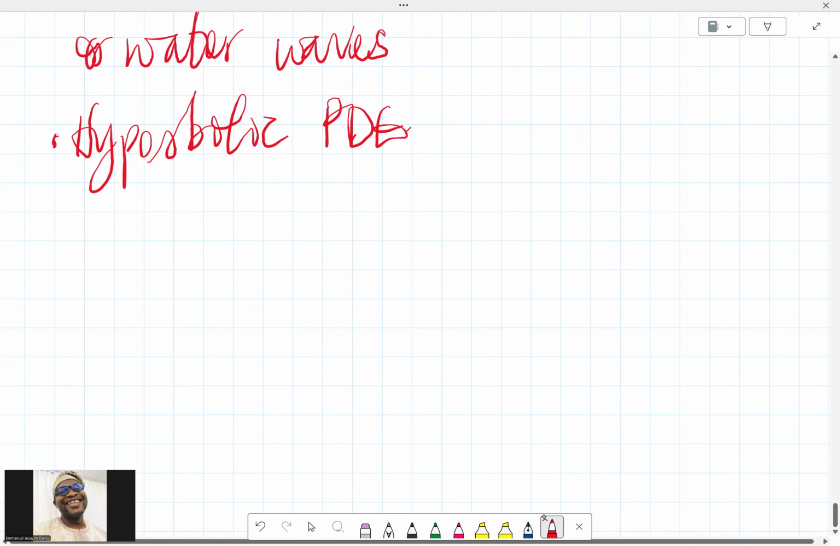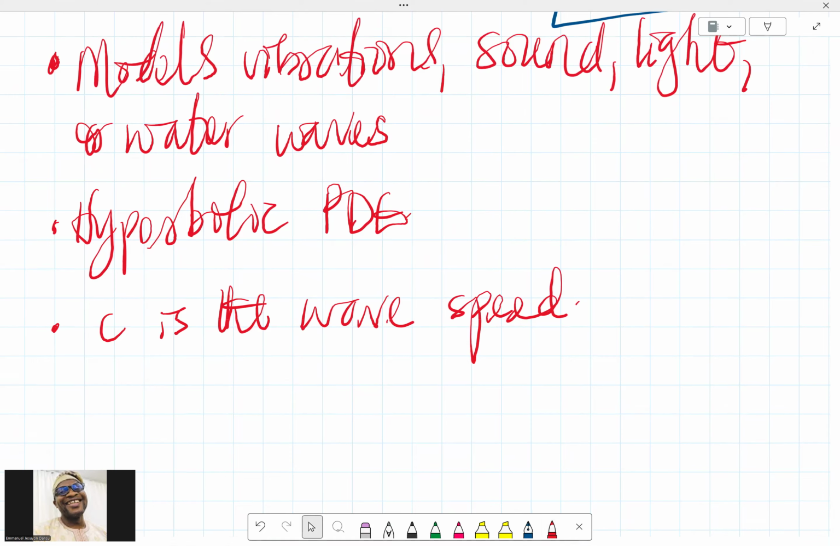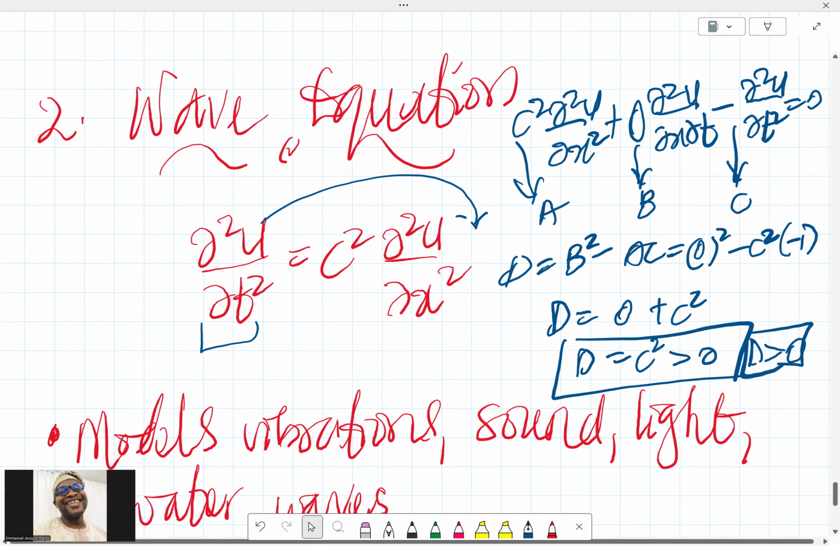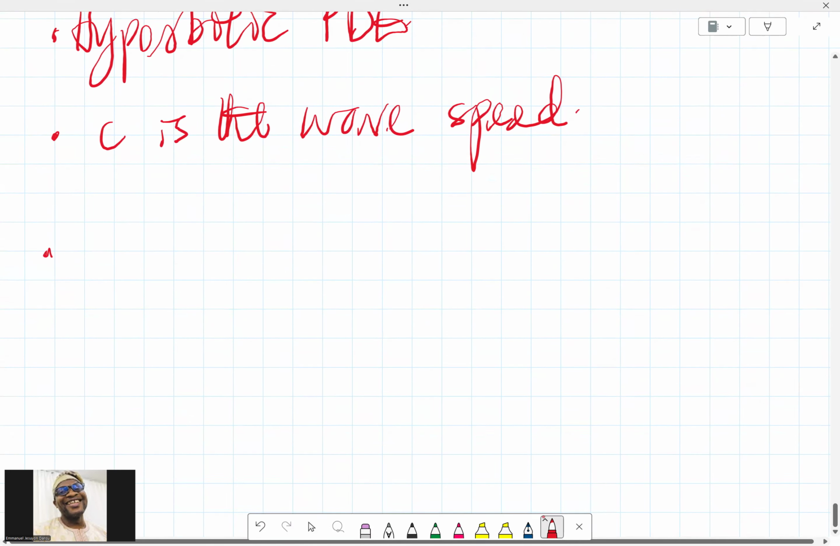So we continue and talk about the wave equation. Still we have c. c is the wave speed. How far does the wave travel? It depends on the medium we are looking at. So c here is the wave speed. Then let's talk about some applications of the wave equation.